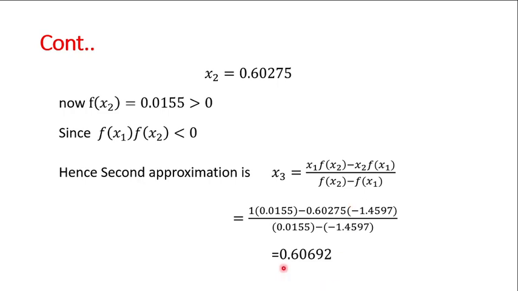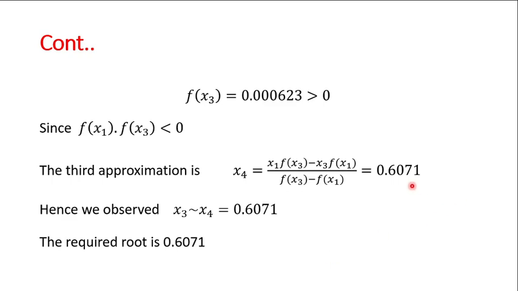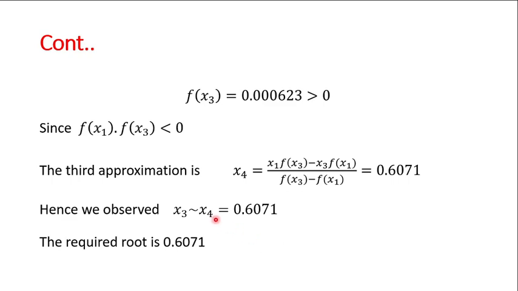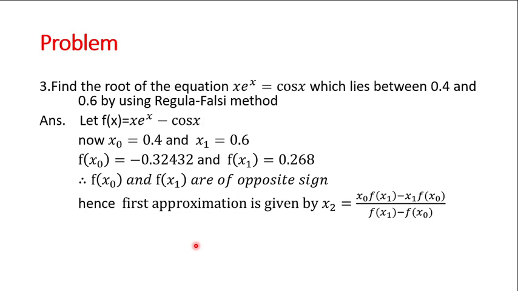Now comparing x4 with x3. Here x3 is 0.6069. x4 is 0.6071. Up to the third decimal, 0.607 is there. In the previous x3, 0.6069, we have to add 1, then we get 607. Hence x3 is nearly equal to x4. The required root is 0.6071. Okay, next one, another problem.